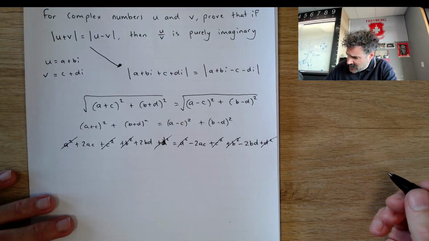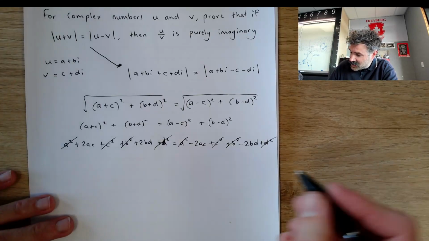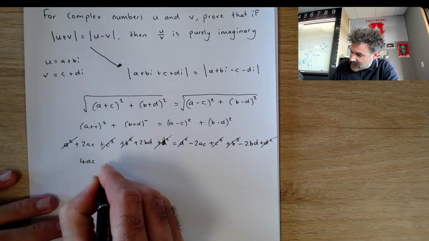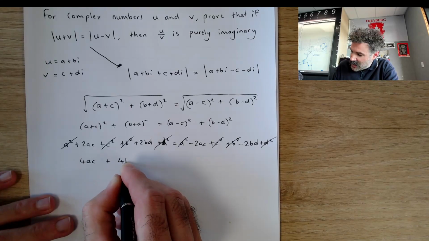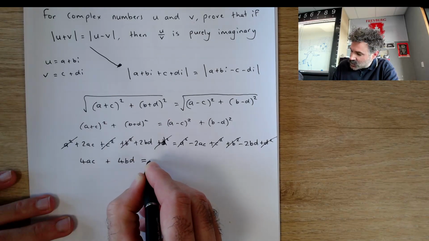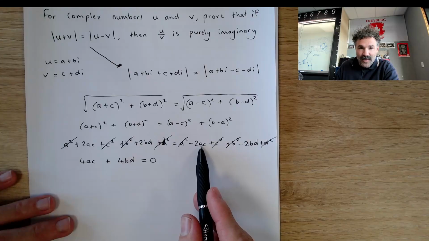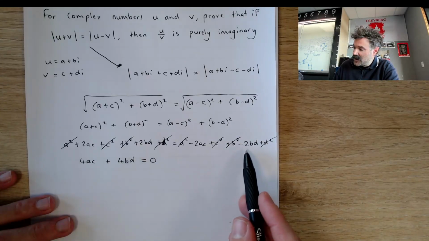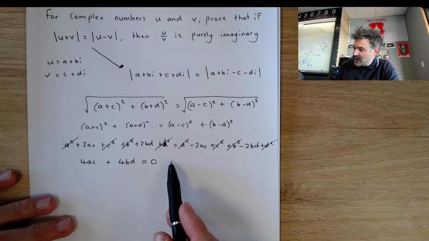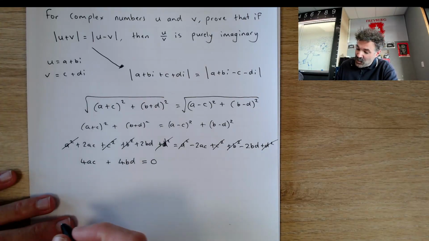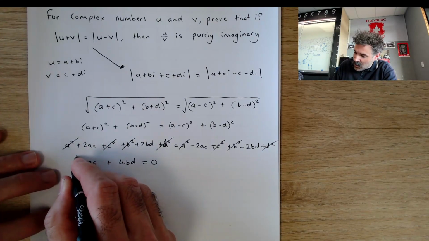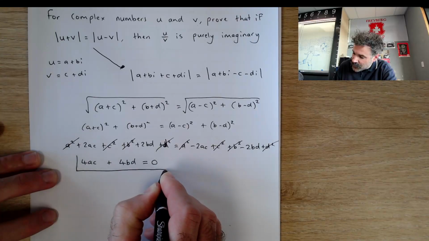And to tidy this up a tiny bit, let's just write it as 4ac plus 4bd is equal to 0. All I've done here is I've added my 2ac over here and got 4ac, added my 2bd over here to get 4bd, and let's just hold on to this for a second now.